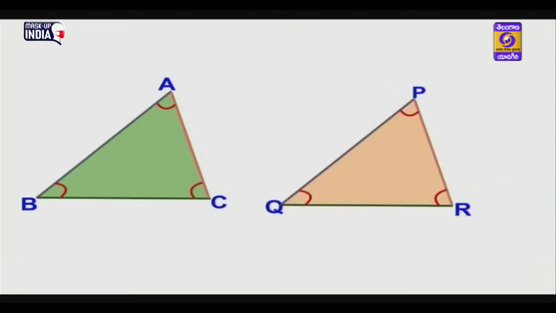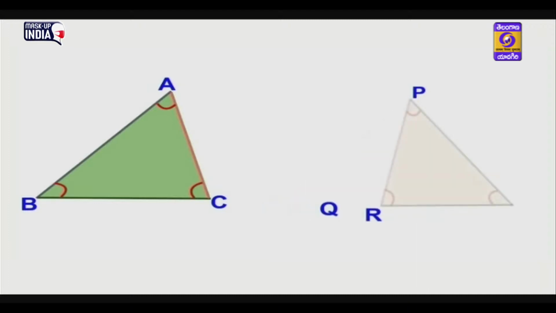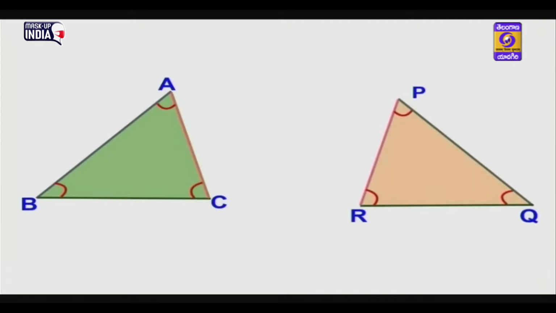Observe, children. Now, let us flip the triangle PQR vertically. You can see its orientation changed, but it is the same as before in size and shape. It is congruent to triangle ABC.